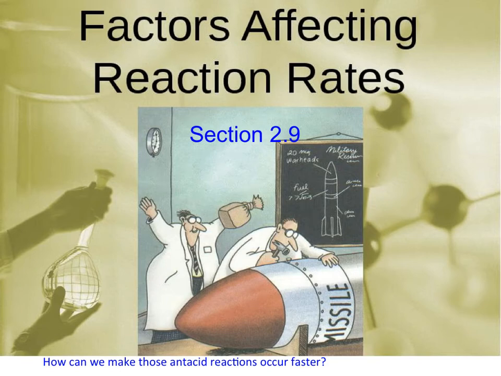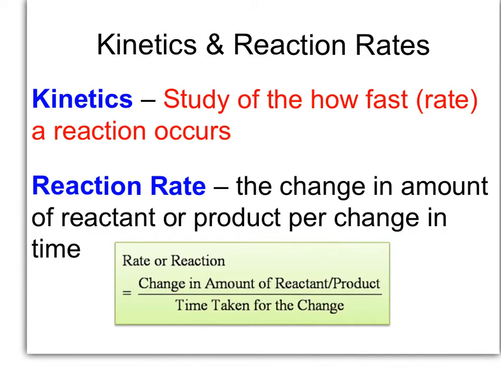All right, this is our last section in Unit 2B, and we're going to be talking about the factors that affect the rate of a reaction, how fast or how slow a reaction will occur. Kinetics is the term we use to describe how fast a reaction occurs, and we can measure quantitatively the reaction rate, which is just the change in the amount of reactant or product in the chemical reaction per change in time, as seen in the green box.